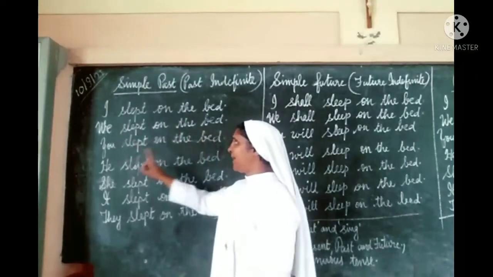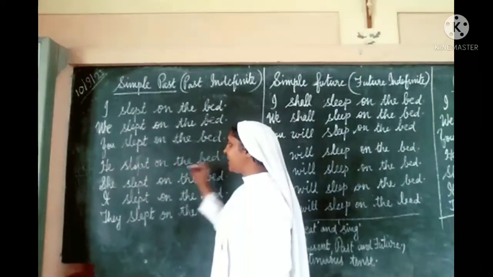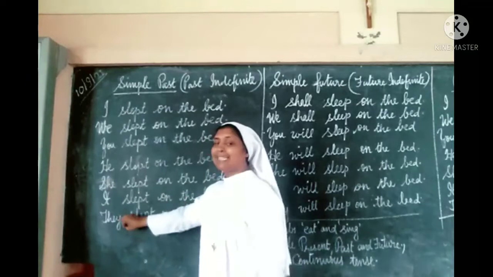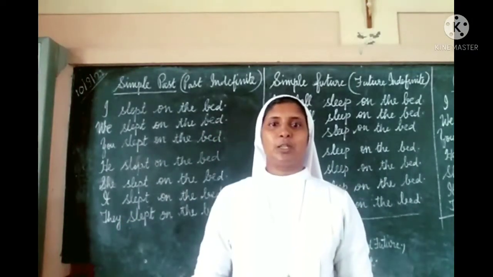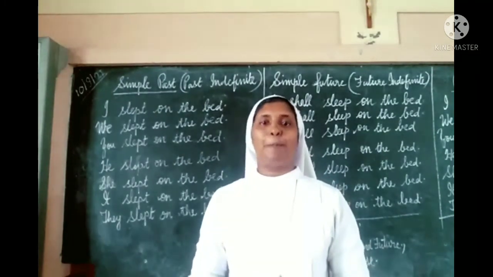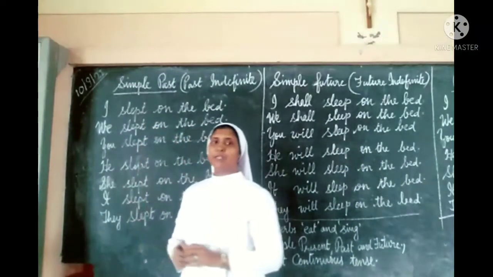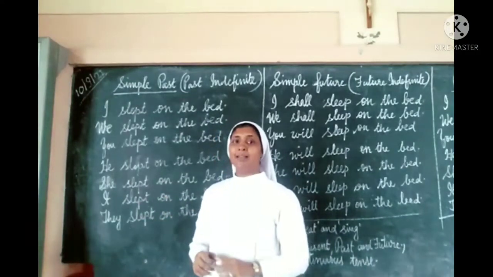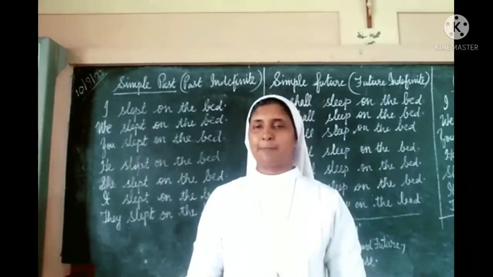We slept on the bed. You slept on the bed. He slept on the bed. She slept on the bed. It slept on the bed. They slept on the bed. What we notice here is that there is only a change from the present tense to the past tense of the verb. No other change can be noticed other than the base form of the verb changing to the past tense.